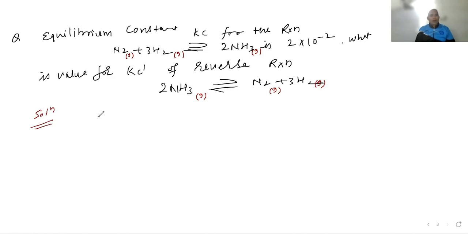I told you, this is the reverse equation. So for the reverse equation, Kc dash is equal to 1 upon Kc. Yes or no?